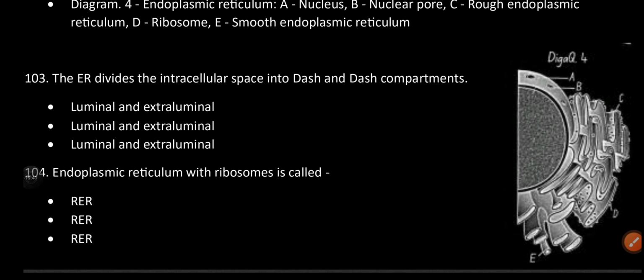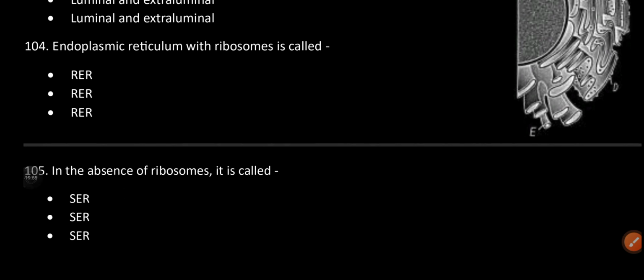The endoplasmic reticulum divides the intracellular space into two compartments: luminal and extraluminal. Endoplasmic reticulum with ribosome is called rough endoplasmic reticulum.